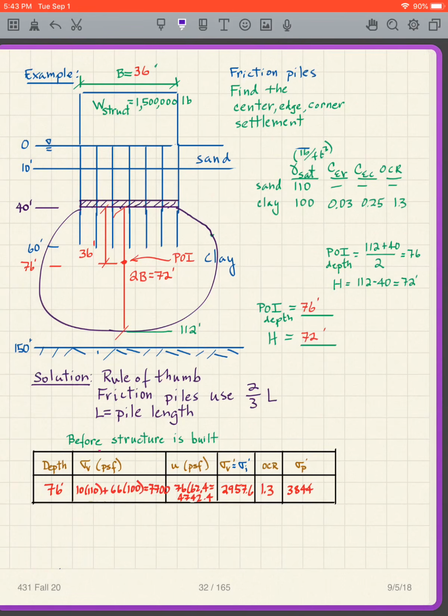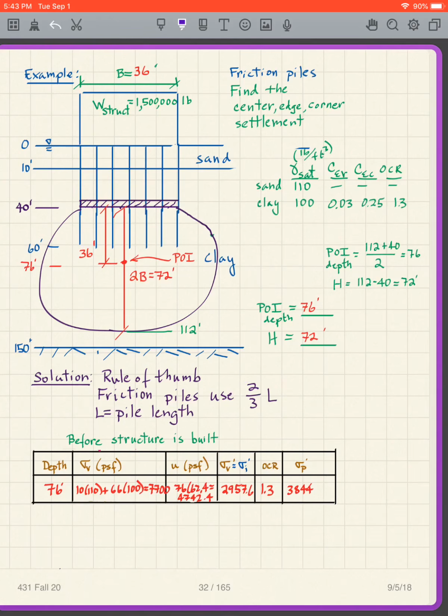Now, this is a rule of thumb. So this is what people use. In other words, if I have a friction pile, I don't transfer the load all the way down to the tips because I don't have a stiff soil at the tips. But I do know that I transfer the load from the ground surface into the ground because I have piles. And so what people do is they say, well, I don't go all the way to the tip, but I'll use two-thirds of the length of the piles as where it goes down to.